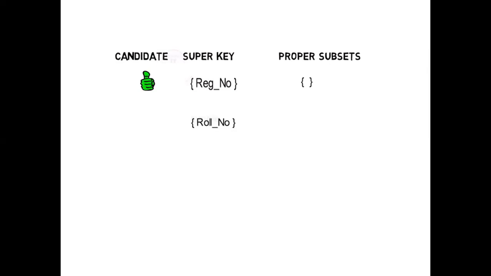Next, we consider the second super key, which is roll number. Again, in this super key there is only one single element, so its proper subset will again become null. This null is not available in the set of super keys, and that's why this is also eligible to become a candidate key. Next, the student email. Again, its proper subset will become null, and that's why this one is also eligible to become a candidate key.